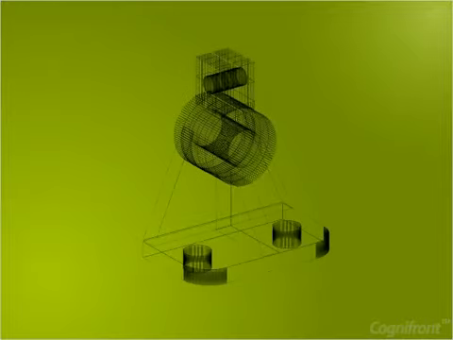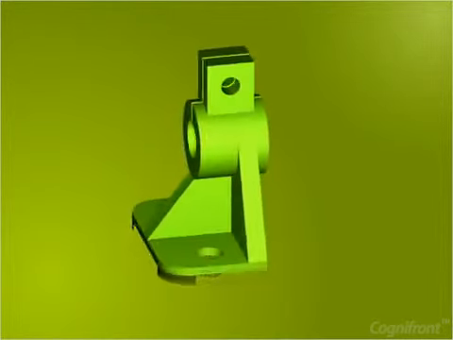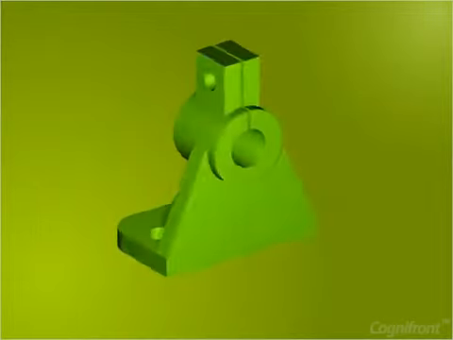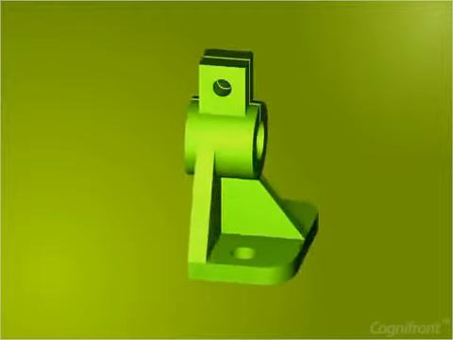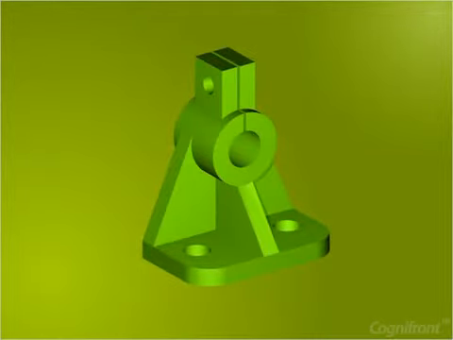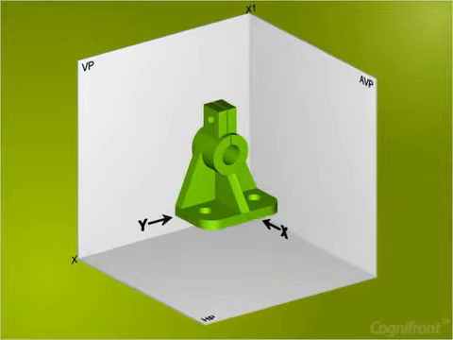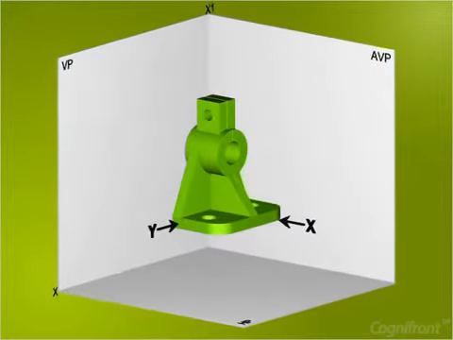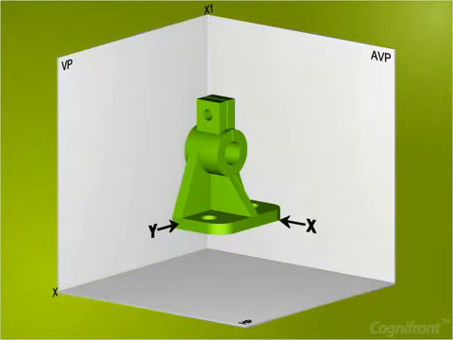Dear students, welcome back. So now we will crack another problem in engineering drawing. The problem is to generate three views of this bracket object. As you can see, the object is placed at the intersection of three planes, a horizontal plane HP, a vertical plane VP, and a profile plane AVP.